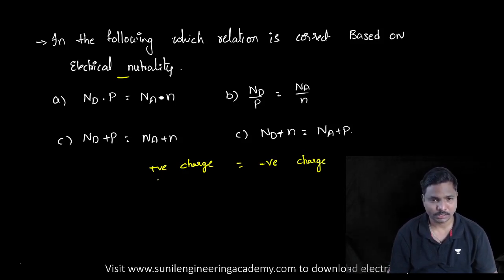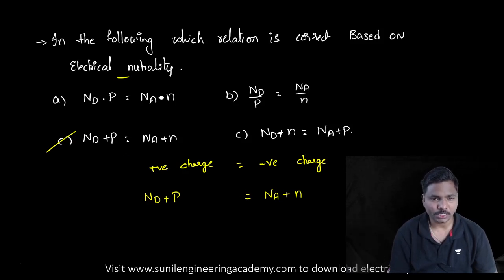Positive charge, we are getting the positive charge due to donor impurities, and also P, the holes. And negative charge due to acceptor impurities and electrons. So Nd plus P is equal to Na plus N. Okay. So the answer is option C.